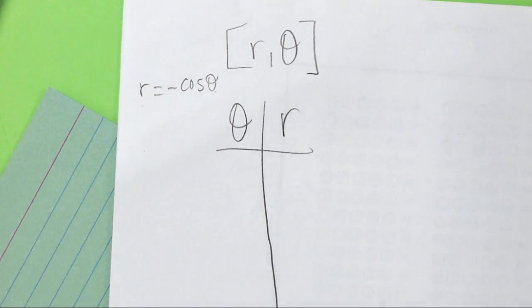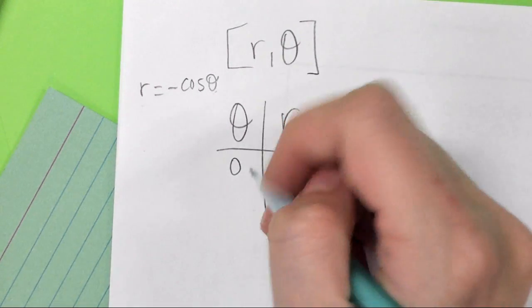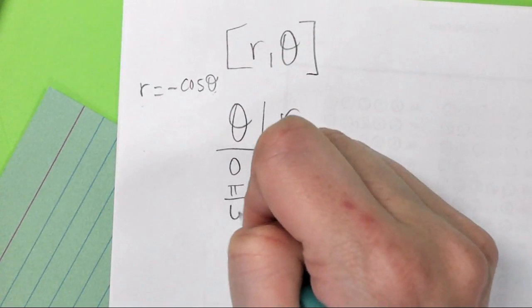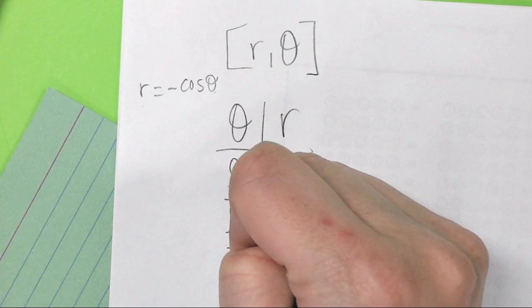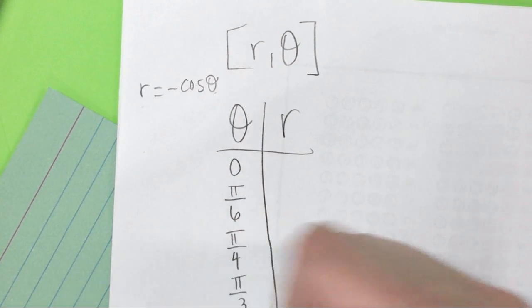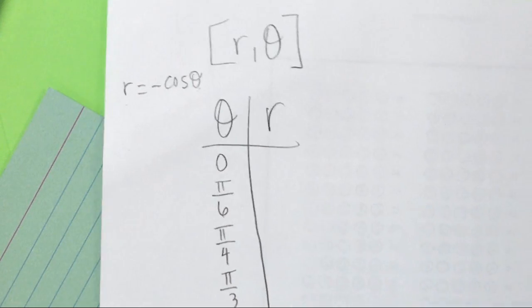So let's pick some easy values. Like 0, we're actually going to do ones that are in the first quadrant. We'll do 0, pi over 6, pi over 4, pi over 3, and pi over 2. Is this for graphing? Yep, this is for our graph.